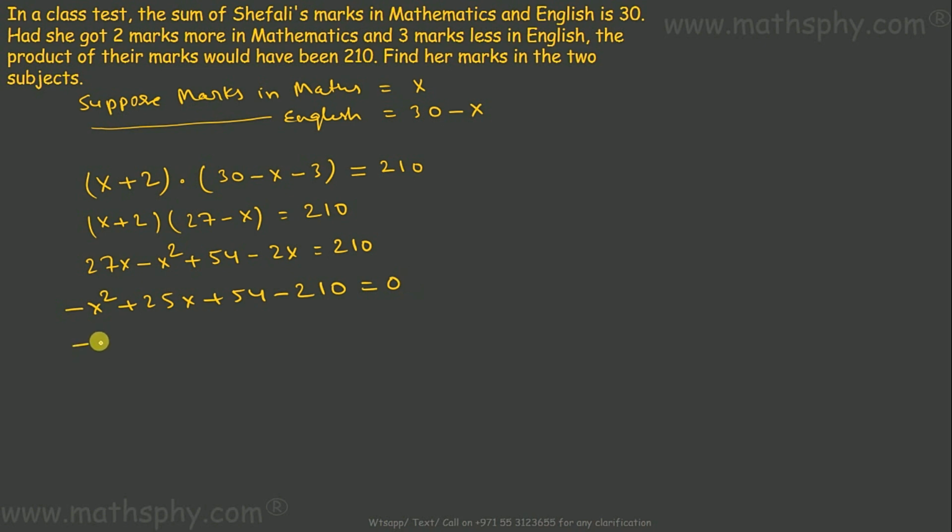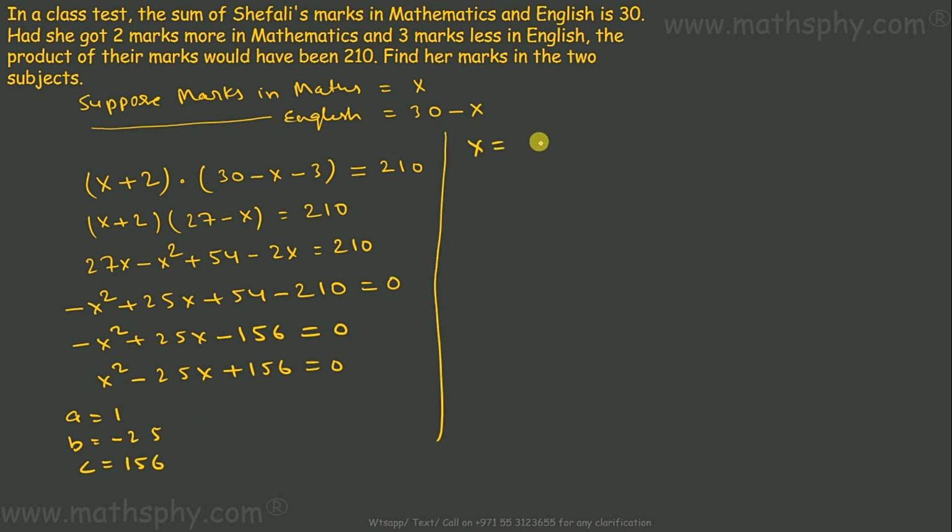So −x² + 25x + 54 − 210 = 0. So this would be −x² + 25x − 156 = 0. Let's take negative common. So this would be x² − 25x + 156 = 0. Now I have a as 1, b as −25, and c as 156.